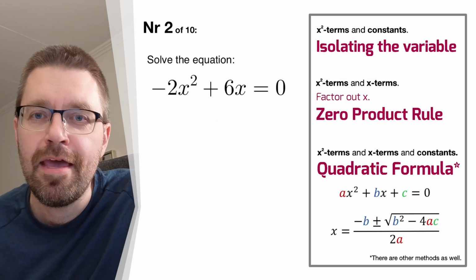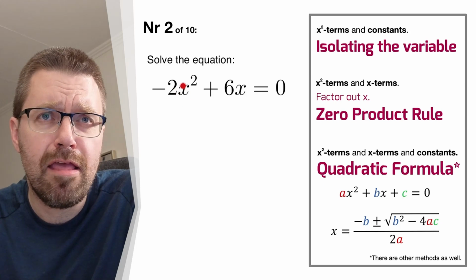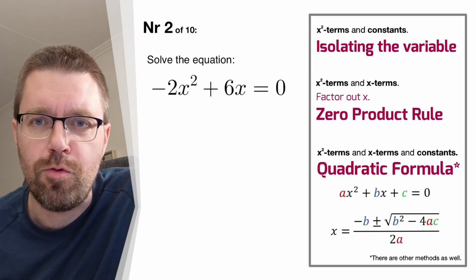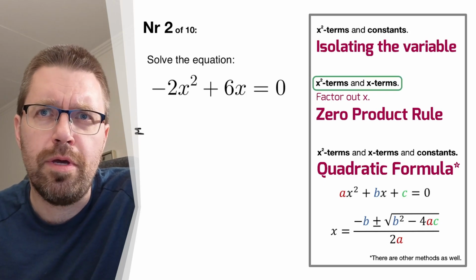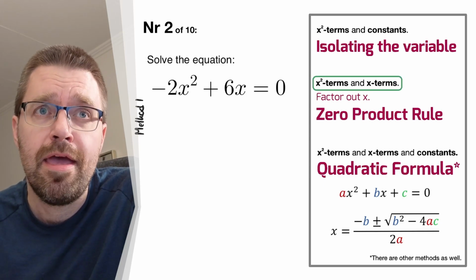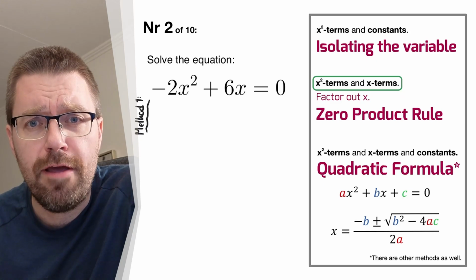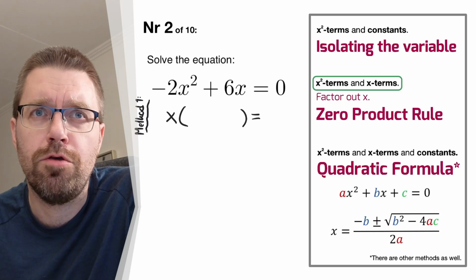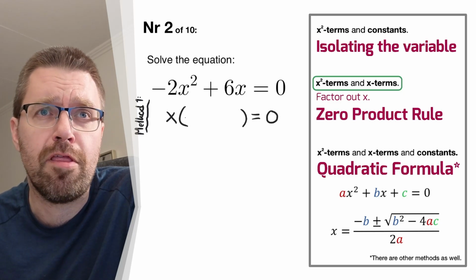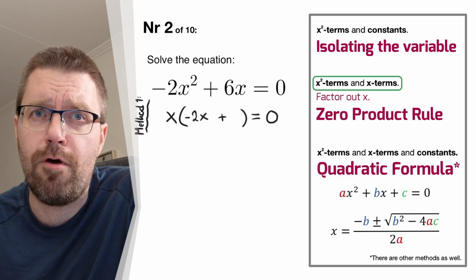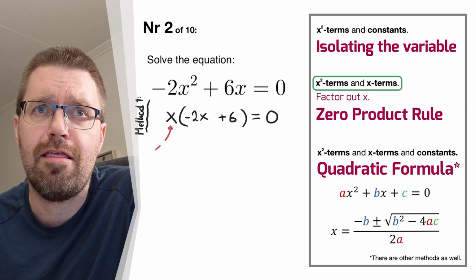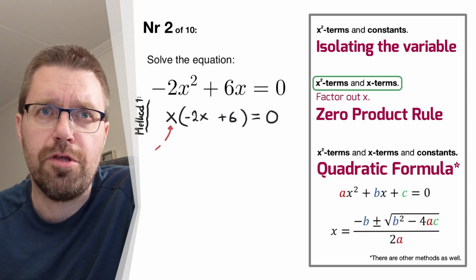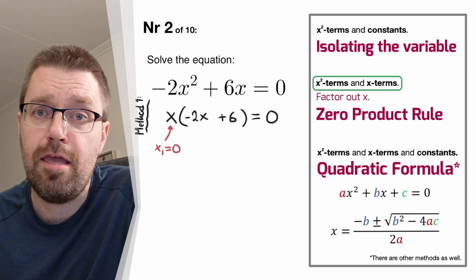Next equation. Here I notice that I have an x squared term and an x term and no constant, exactly like the first equation. So you can do it with the zero product rule again. And method 1 is to only factor out x, like we did in the first equation. So you write it like this. And then what's left? We have minus 2x from the first term and then plus 6 from the other term. Either x must be equal to 0, and then we have x equals 0.